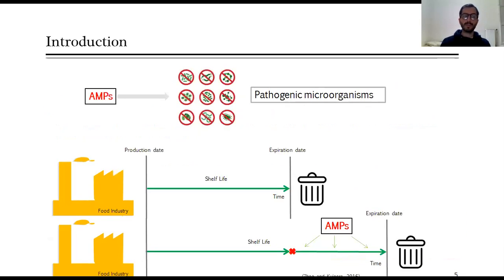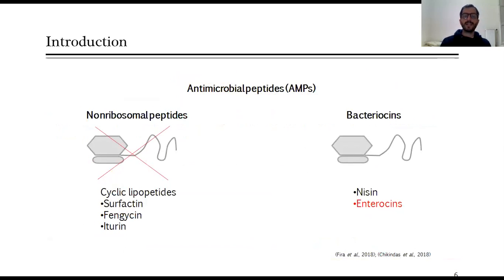To overcome the problem of the eventual presence of pathogenic microorganisms in food, the industry uses antimicrobial peptides. In this way, the shelf life of the product is improved. Antimicrobial peptides, in general, can be divided into two main families: not ribosomally synthesized antimicrobial peptides and ribosomally synthesized antimicrobial peptides, included in the group called bacteriocins.